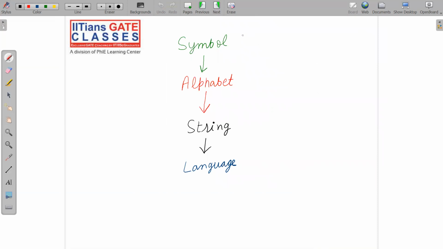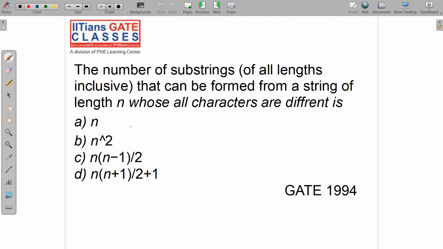This is a summary of all the topics which we have studied till now. First we studied symbol, then alphabet, then we make string, and then language. The first basic thing is symbol, the building block of the subject. From symbols we make alphabet, from alphabet we make string, and a collection of strings makes a language. I hope I have made this point clear. Let's move to next slide.